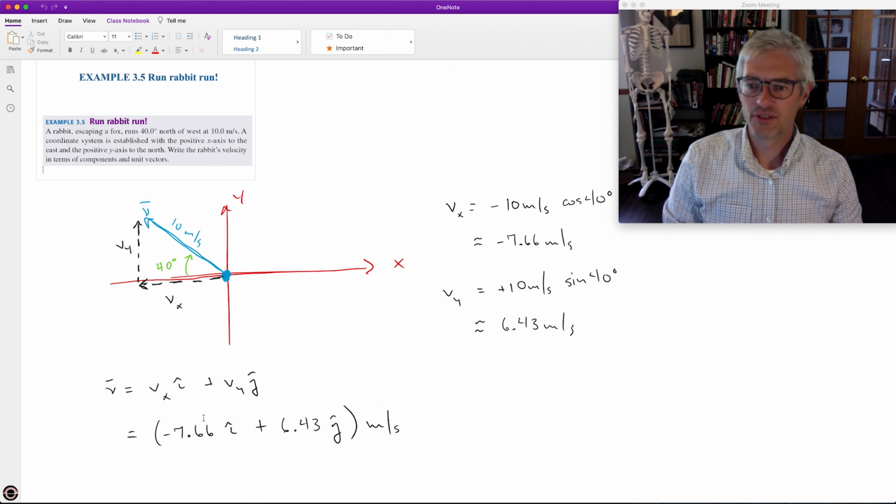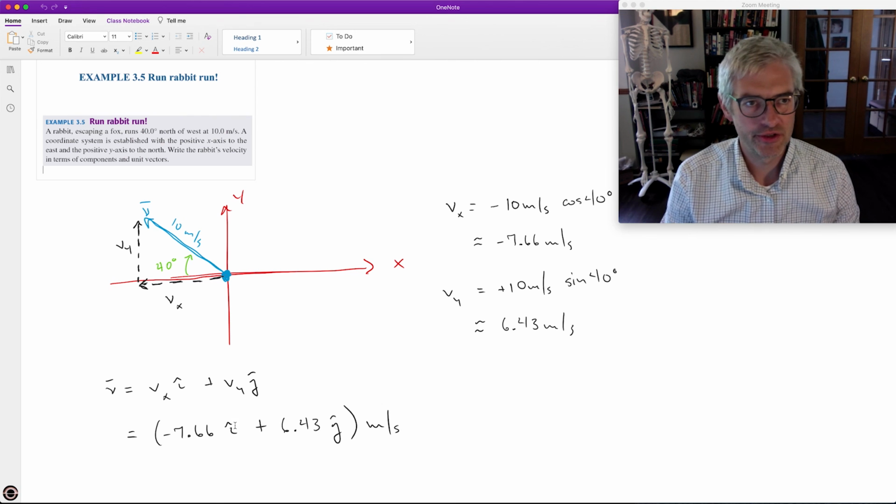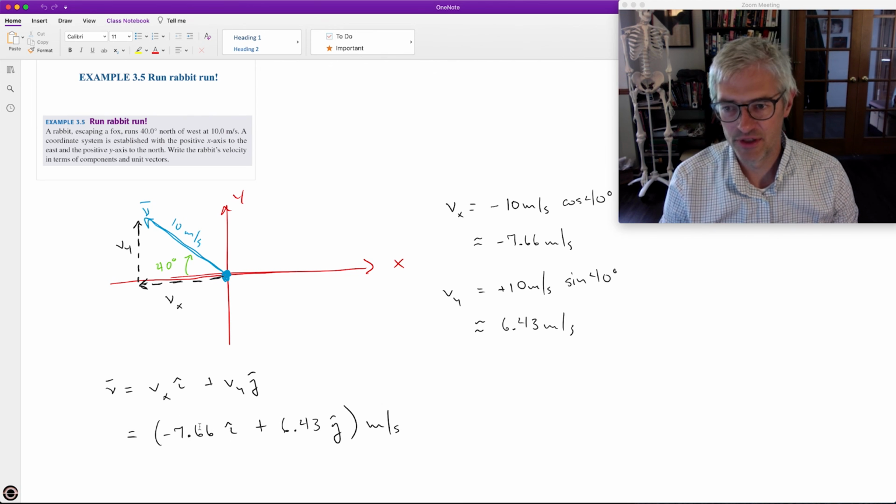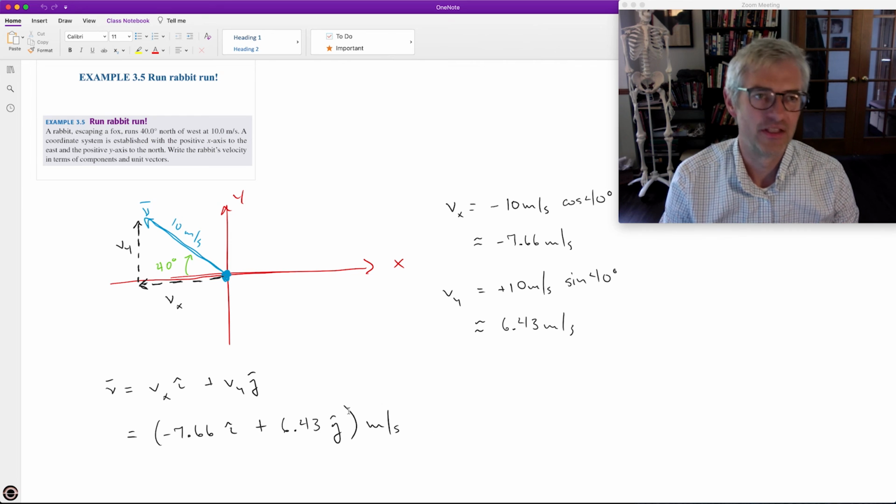So what this tells me, because of my notation, the i hat, this is my x component, negative 7.66 meters per second, and my y component is what's multiplying j hat, 6.43, with the meters per second tagged onto it.